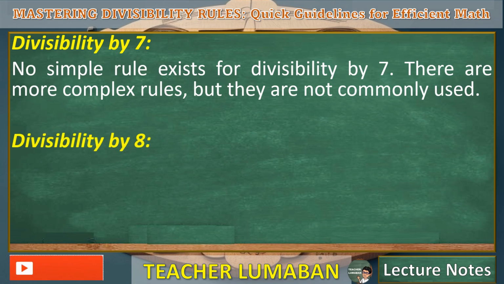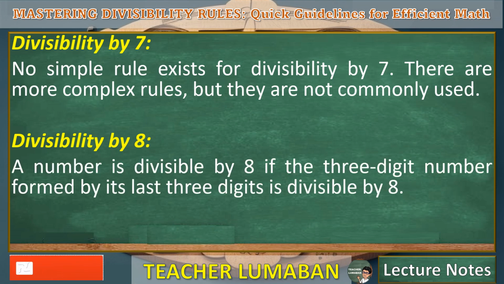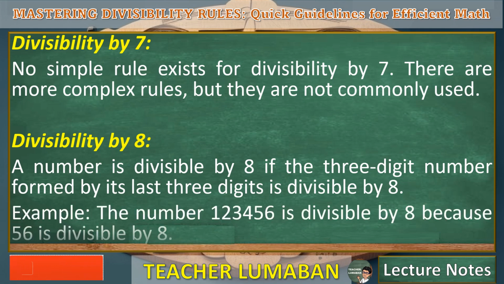Divisibility by 8. A number is divisible by 8 if the three-digit number formed by its last three digits is divisible by 8. Example, the number 123,456 is divisible by 8 because 456 is divisible by 8.